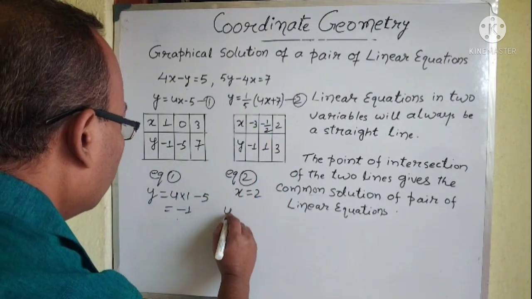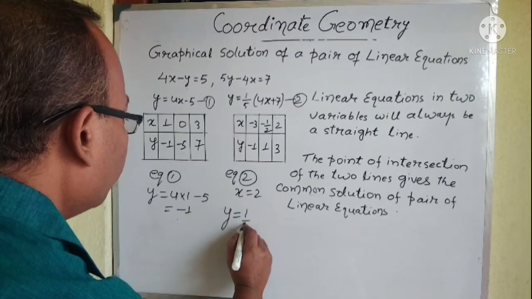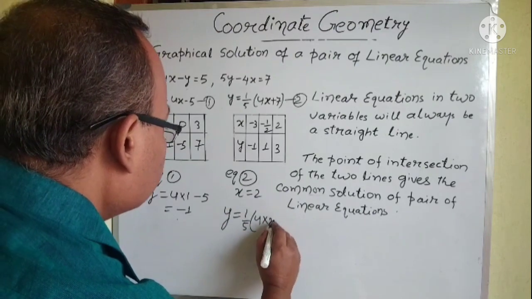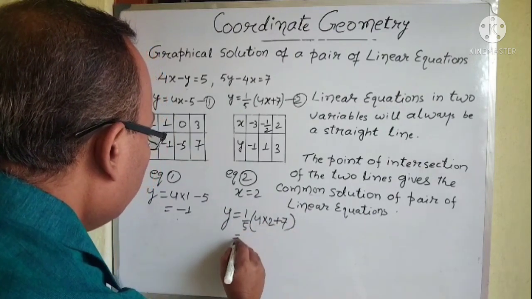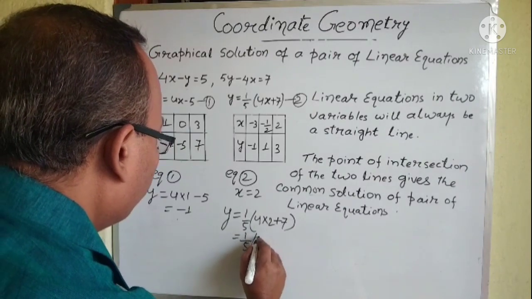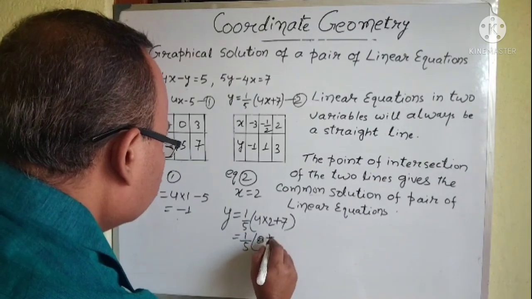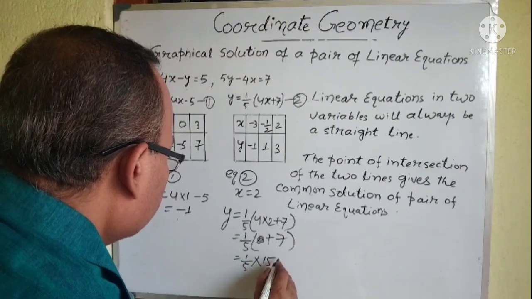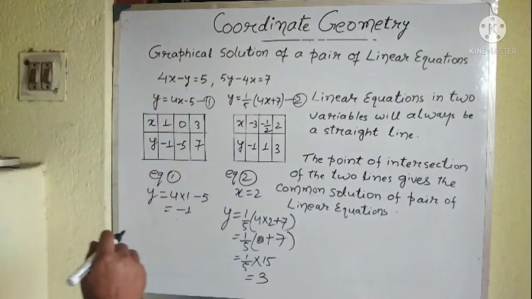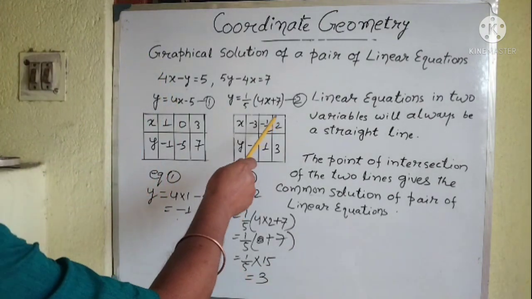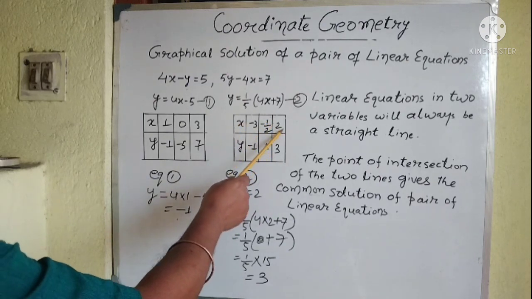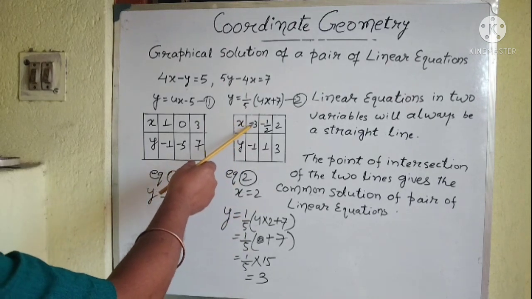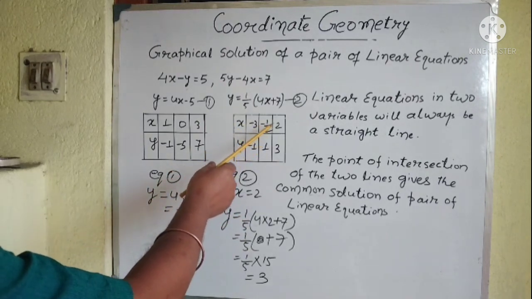So put y is equal to 1 by 5 into 4 into 2 plus 7. So it will be 1 by 5, 4 into 2, 8 plus 7. So it will be 1 by 5 into 15. So it will give you 3. So when x is 2, y is 3. So in this way, you take values, suppose minus 3, it will come minus 1.